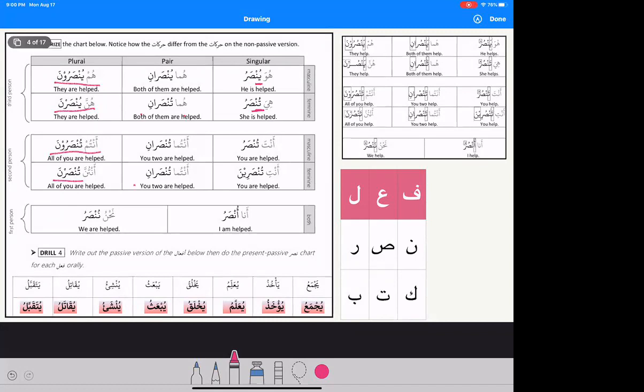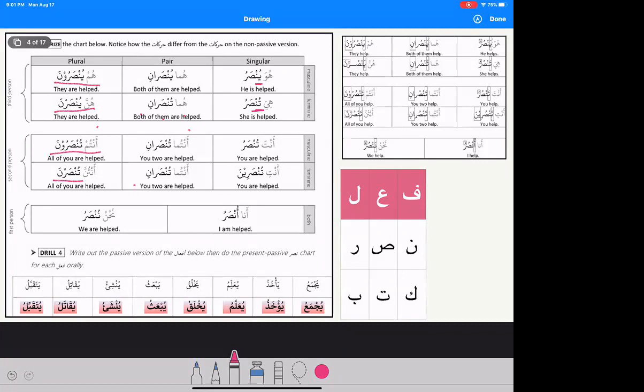Huwa yunsaru would be he is helped. Hiya tunsaru, she is helped. Anta tunsaru, you are helped. Anti tunsarina, you are helped. Huma yunsarani, both of them are helped. Huma tunsarani, both of them are helped. Antuma, you two are helped. And then hum yunsaruna would be they are helped. Hunna, they are helped. Antunna, all of you are helped. Antum, all of you are helped. So this is how we are going to translate them. So you are helped. We don't know who helped, but they are being helped, right? So this is how the translation should be.